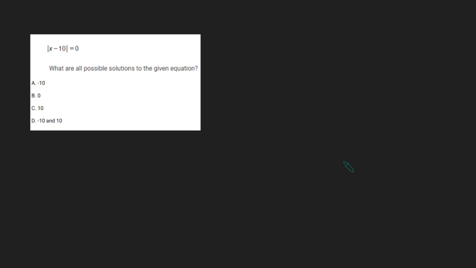The absolute value of x minus 10 equals 0. What are the possible solutions to the given equation? Well, if the absolute value of x minus 10 equals 0, that means that x minus 10 has to be 0. Absolute value is basically how far a number is from a point on the number line. The absolute value of x minus 10 has to be a distance 0 away from 0. So the only possibility is 0, and that means that x equals 10. So the answer should be just C.